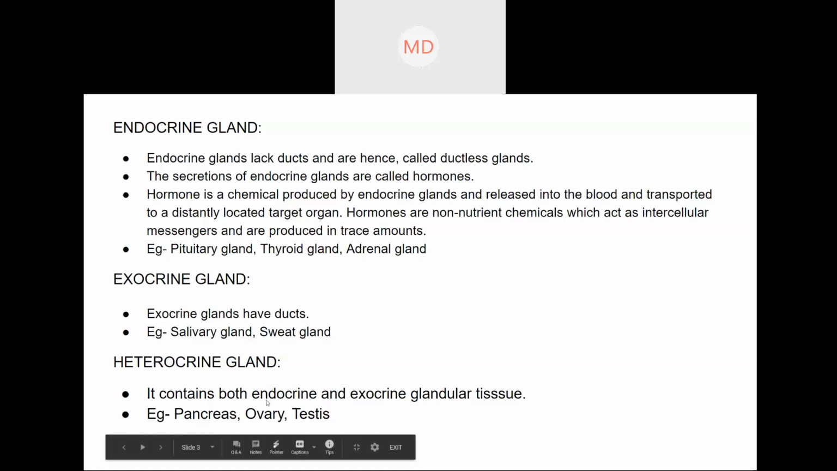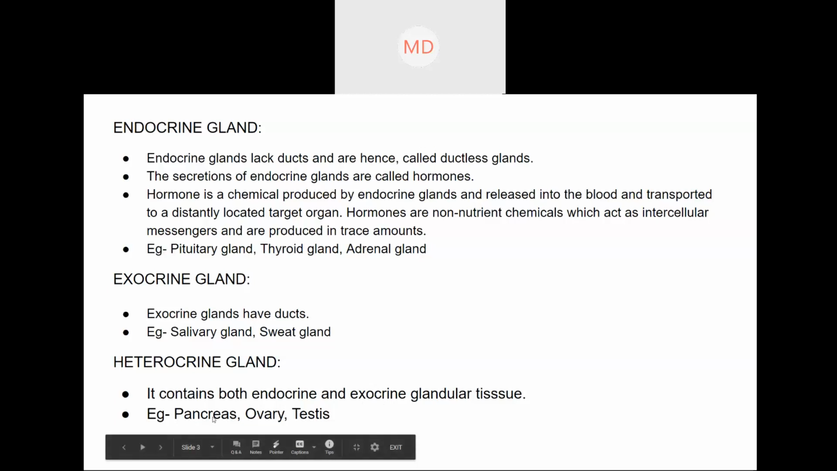So a heterocrine gland is a little bit different, and it contains both exocrine and endocrine parts. The endocrine part will form hormones. This endocrine part will not have any ducts, and they will form hormones, right? And this exocrine part will have ducts, and they will form their particular secretions.